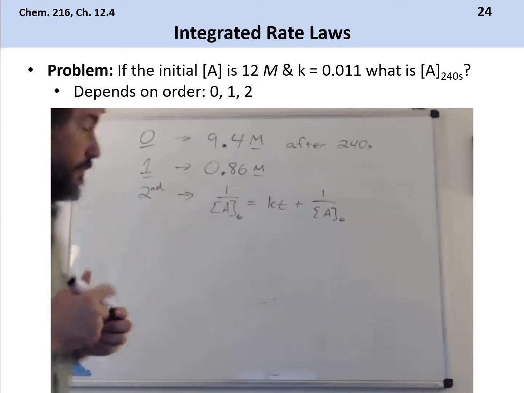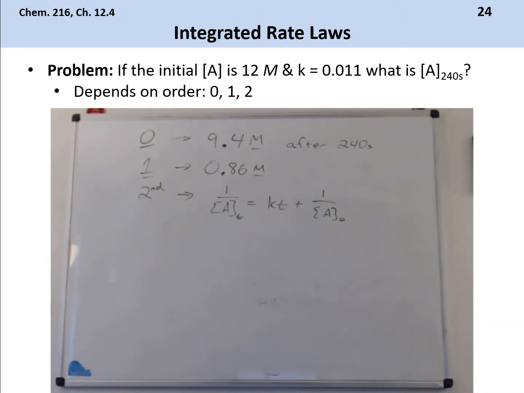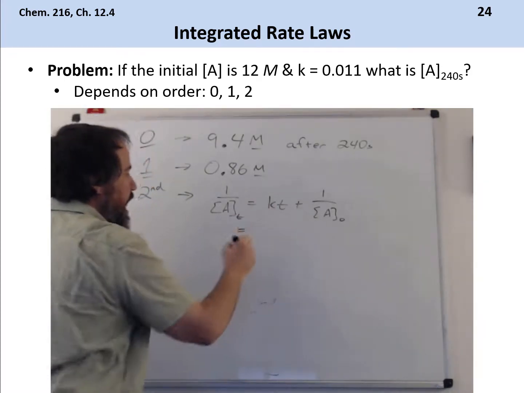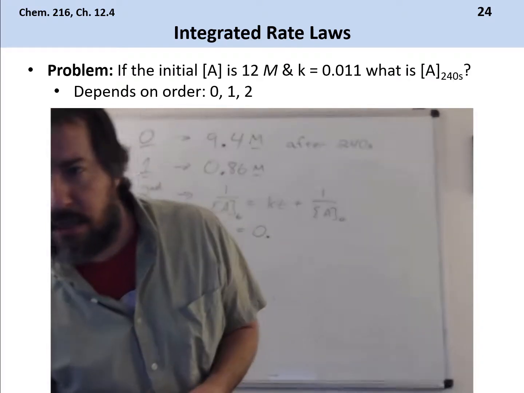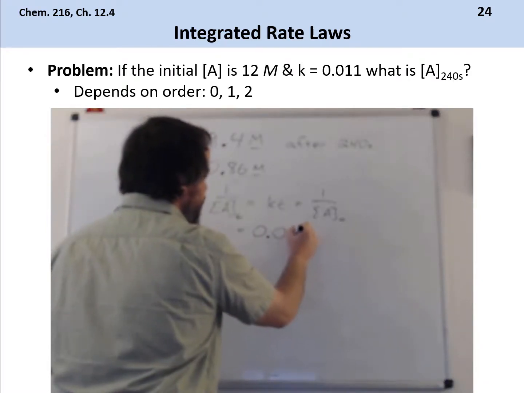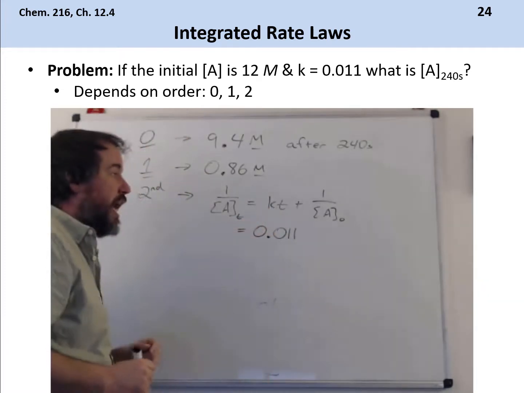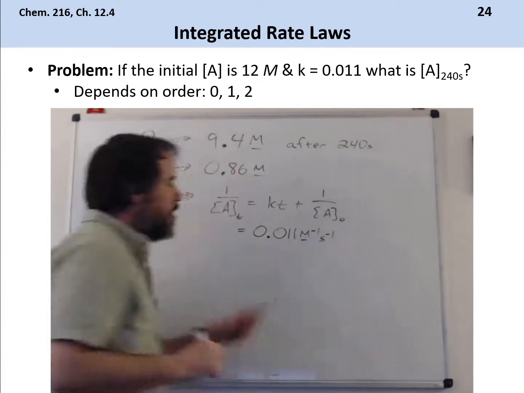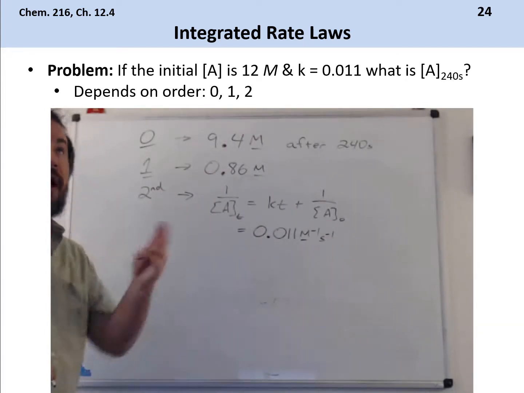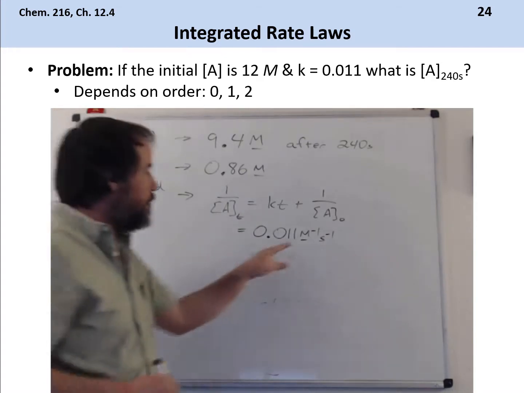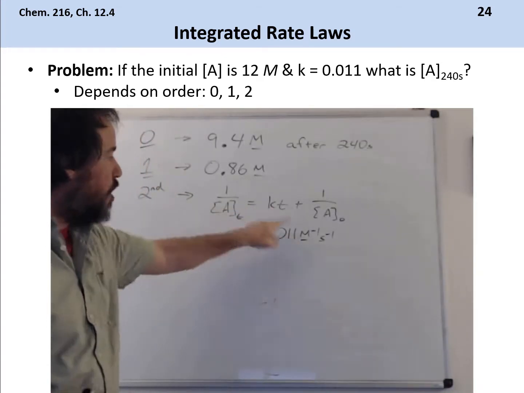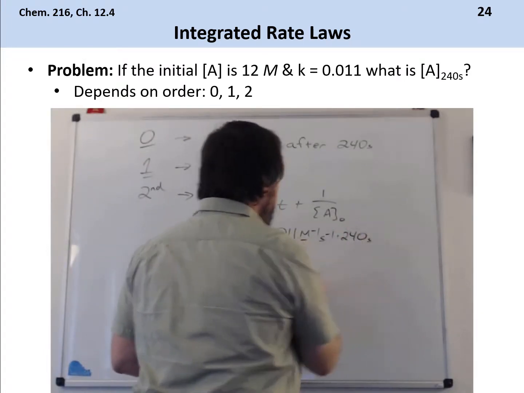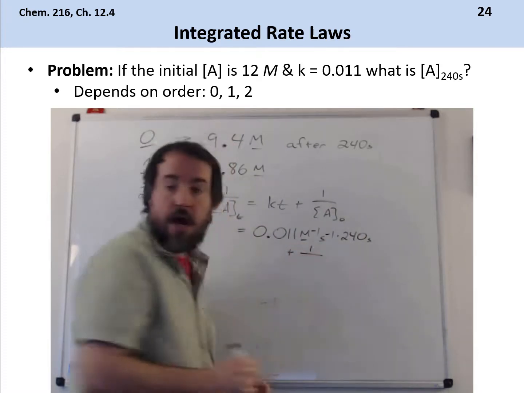So let's go ahead and fill stuff in. We know K, we're told it's 0.011. Now, the units for K, if it's second order, will be molar to the -1, seconds to the -1. We covered this two times ago, when we were talking about rate laws. A second order will always have these units, times 240 seconds, plus 1 over my initial, 12 molar.